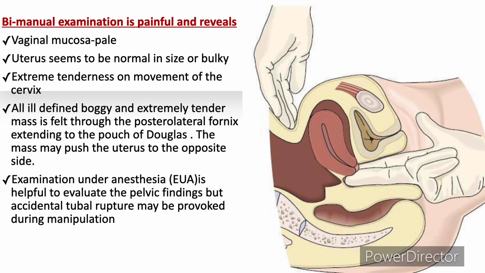Rectal examination may corroborate the pelvic findings; corroborate means it confirms. Examination under anesthesia, that is EUA, is helpful to evaluate the pelvic findings, but accidental tubal rupture may be provoked during the manipulation.